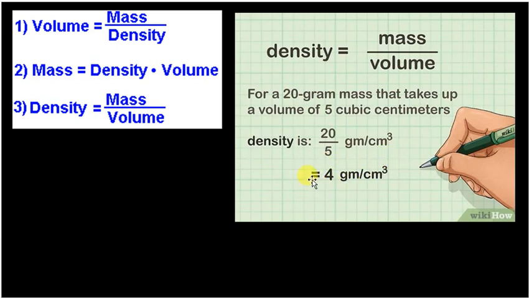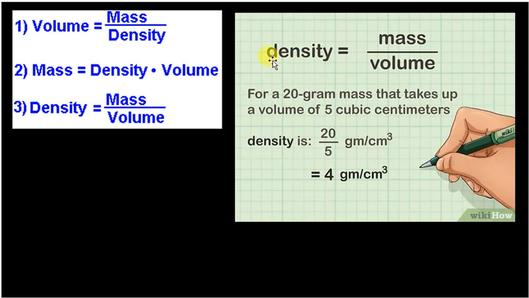Now, this object will not float in water. What is the reason? Because the density of water is exactly 1 gram per centimeter cubed. So anything that is less than 1 will float, like a pumice rock. Anything that is more than 1, like this object, will sink.